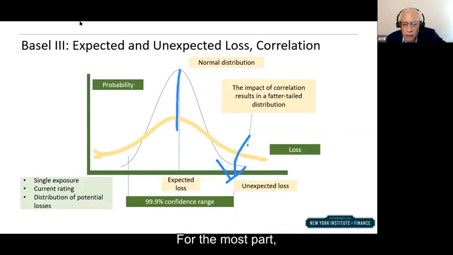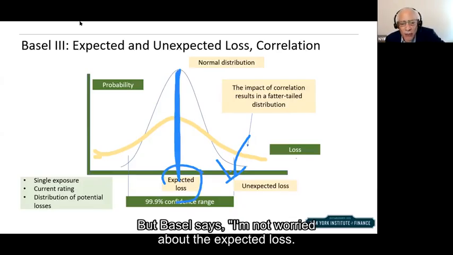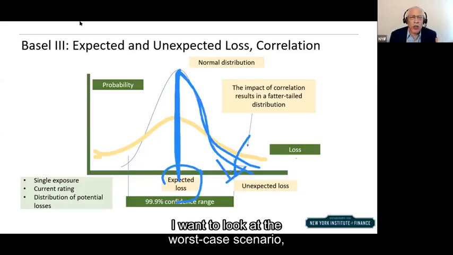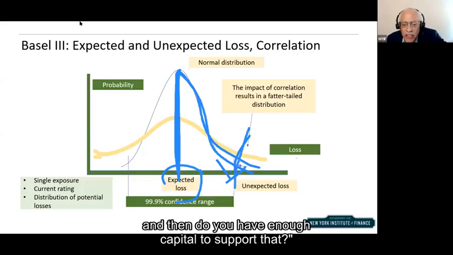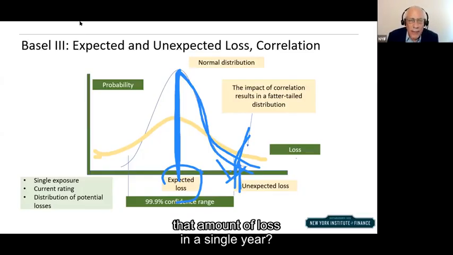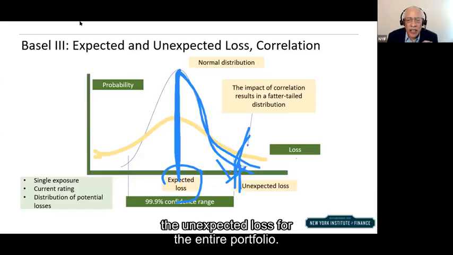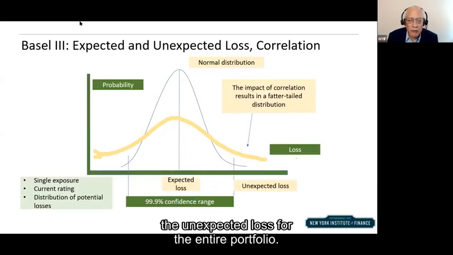For the most part, for a name and for a portfolio, our losses are going to be right around the expected loss. But Basel says, I'm not worried about the expected loss. I want to look at the worst case scenario. Do you have enough capital to support that amount of loss in a single year? That's the capital requirement. And it goes back to the portfolio: the unexpected loss on a name-by-name basis, and then in aggregate, the unexpected loss for the entire portfolio.